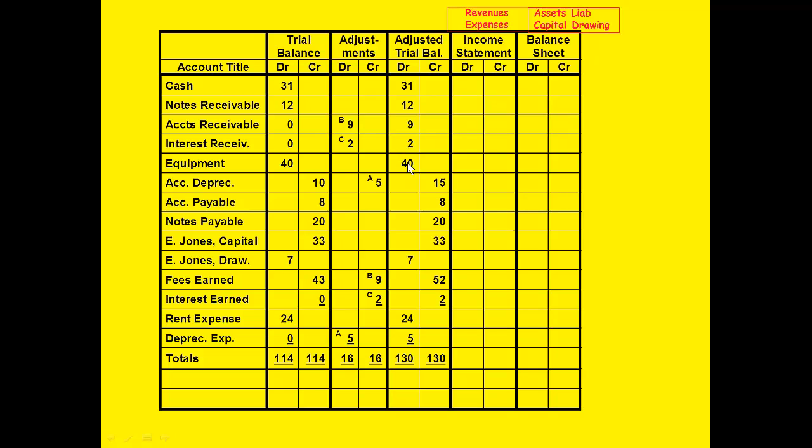My equipment, no entry, so it still is a 40. Accumulated depreciation goes right along with the assets. We had a credit of 10. We credit it for 5. Now my credit balance is up to 15. My next several accounts did not change.